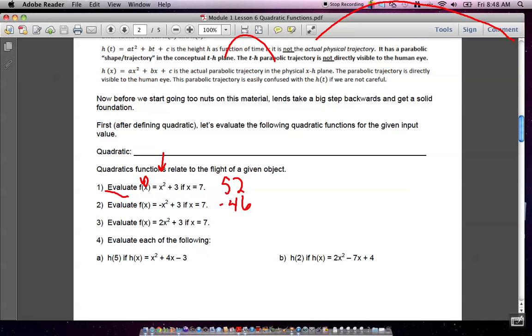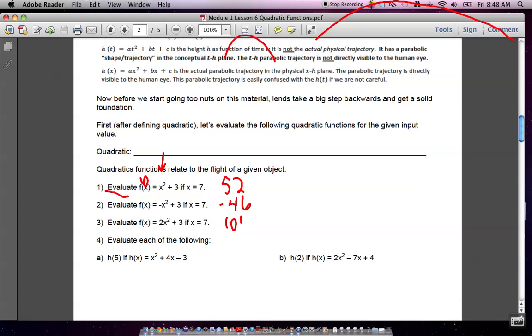Likewise, what's 2x squared plus 3 if x is 7? One second. 2x squared plus 3 if x is 7. Go ahead. No. You're on the right track. I think you just made a math mistake, a computational mistake. Square 7, what do we get? 49. Then you got to double it. 98. 98 plus 3 is 101.